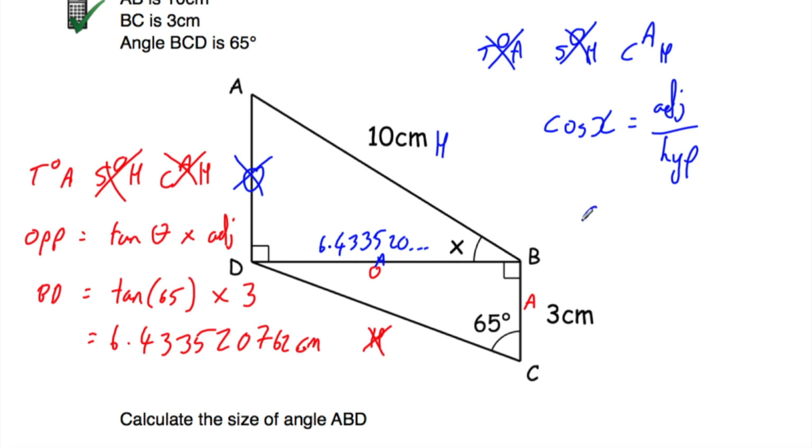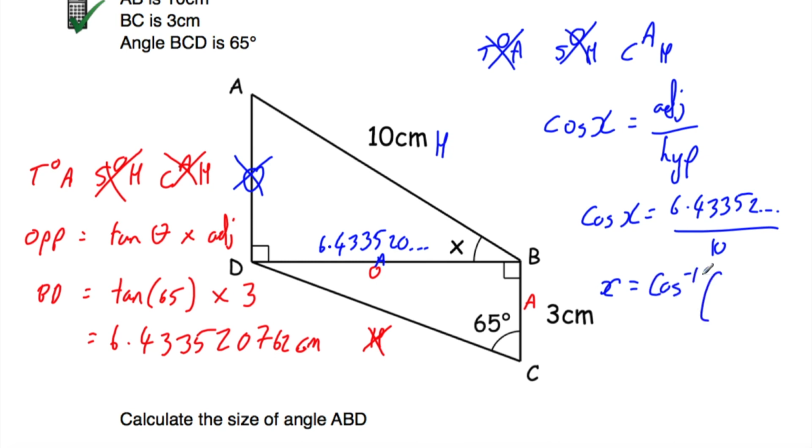So let's substitute in our values. The cos of x is equal to the adjacent, which is 6.43352 and so on. It's still on my calculator display, divided by the hypotenuse, which is 10. So that means the cos of the angle is equal to 6.4335 and so on over 10. Now this angle obviously isn't equal to that. So what we want to do is get rid of the cos. We're going to do the inverse cos. So that means that our angle x is equal to the inverse cos of 6.4335 and so on over 10.